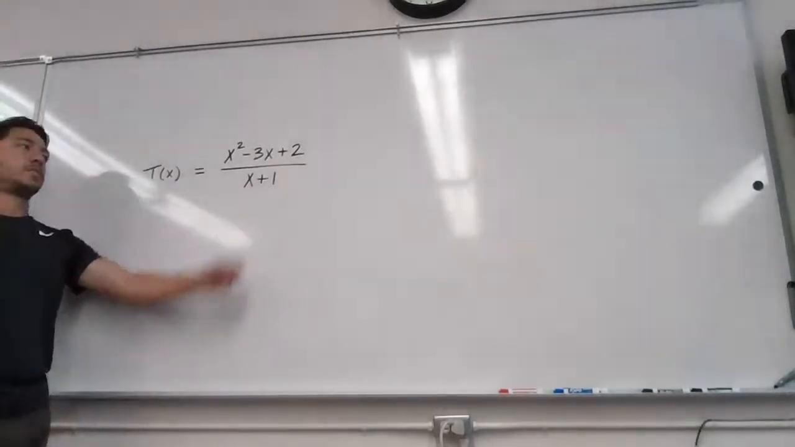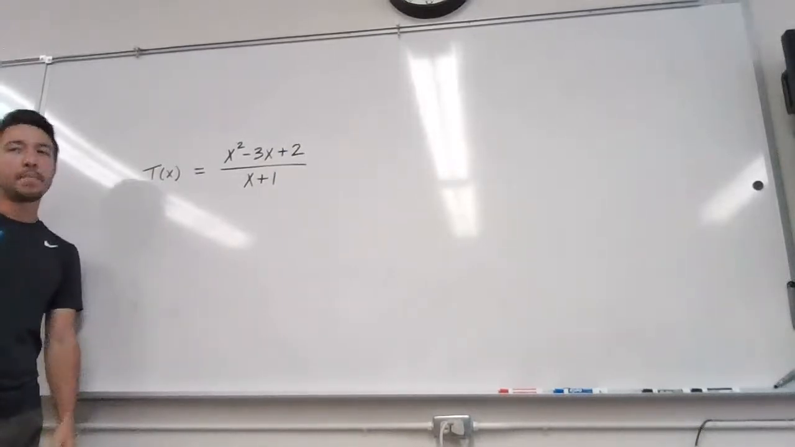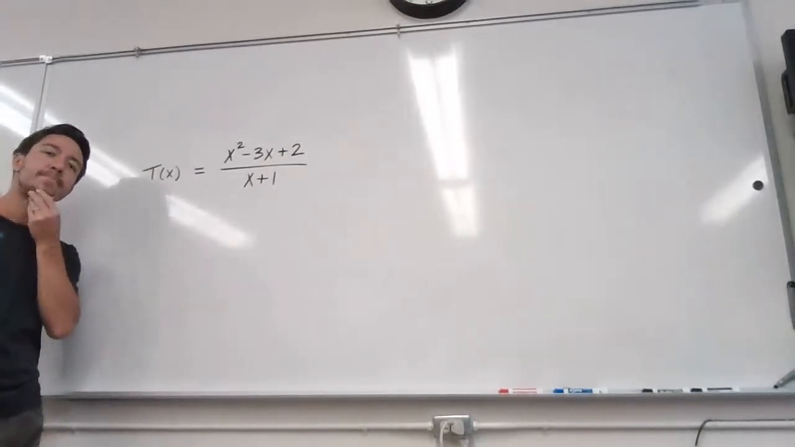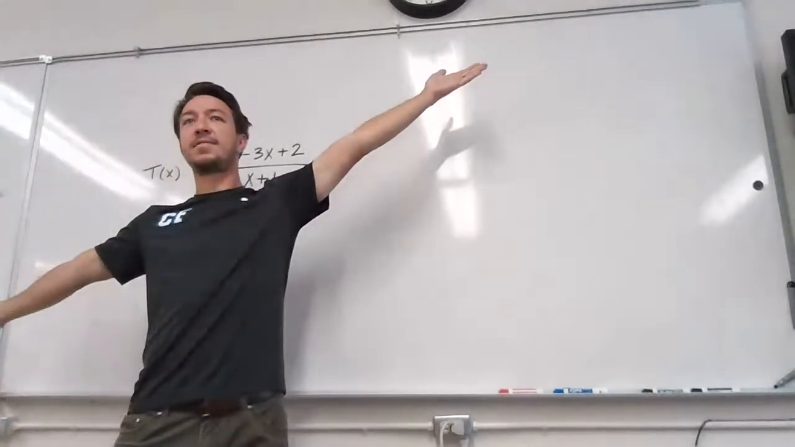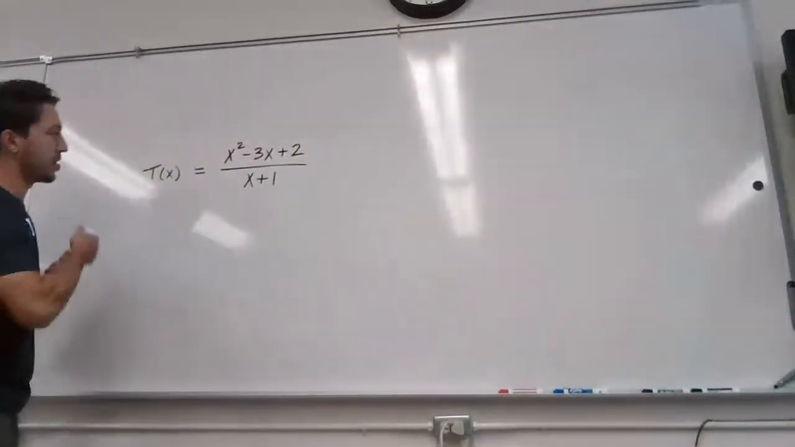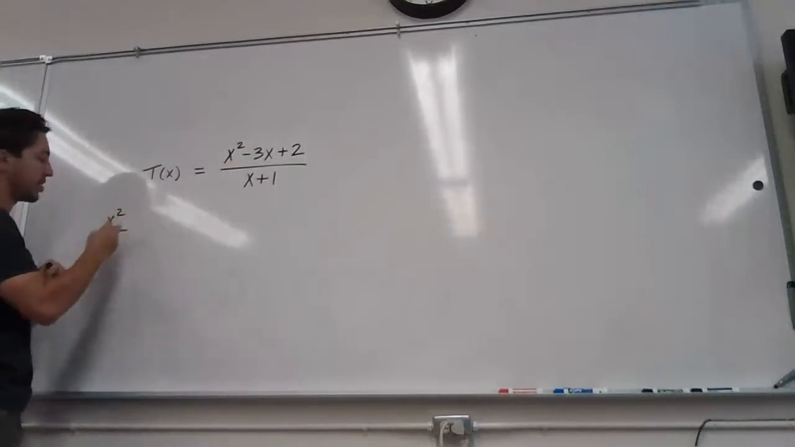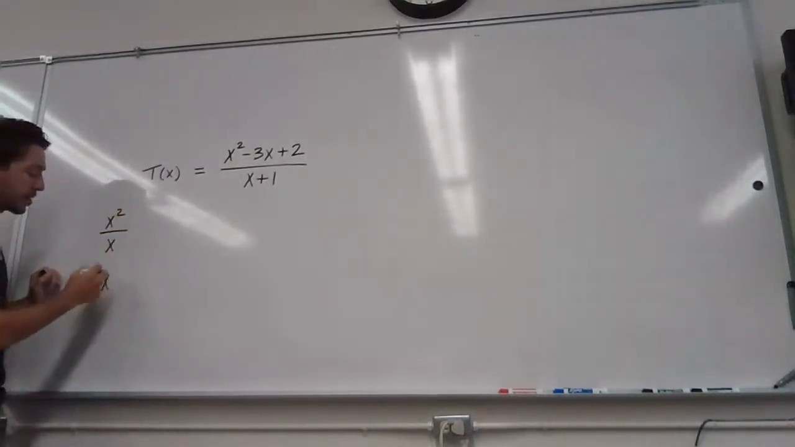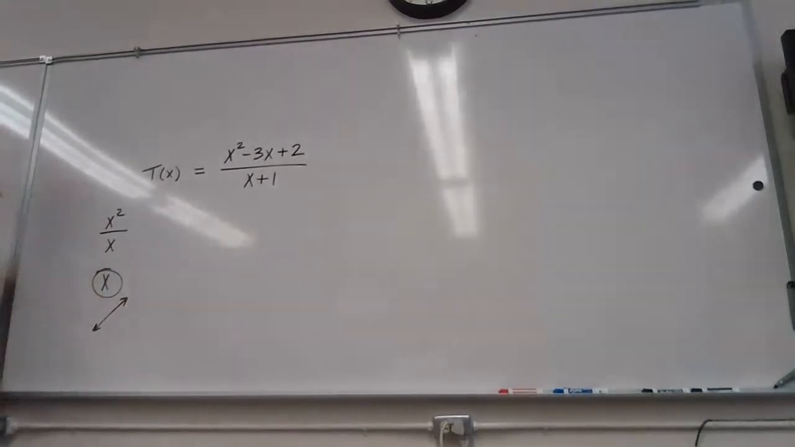Now looking at this, do you have an idea of what kind of end behavior this has? Look at the dominant terms. If that's unclear to you, the dominant term on top is x squared. The dominant term on bottom is x. That simplifies to x. So that's the kind of end behavior this function has. For large x values, it's going to behave like that.